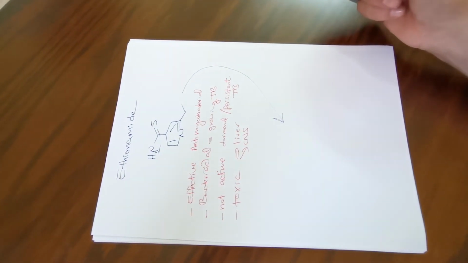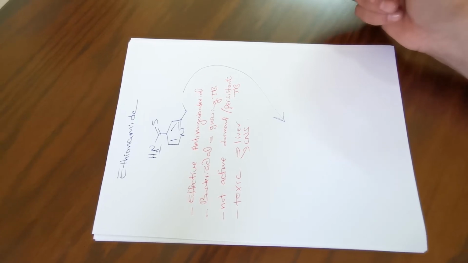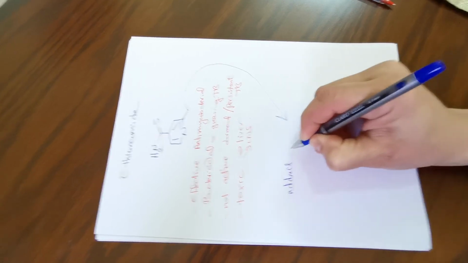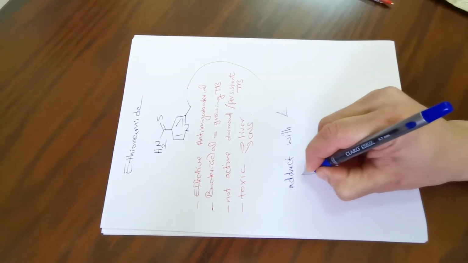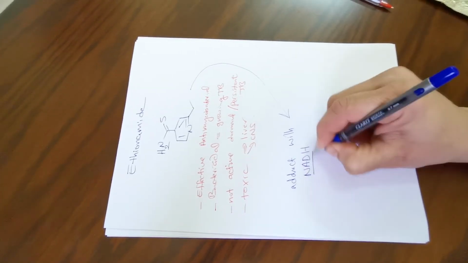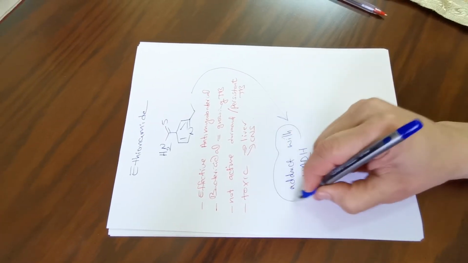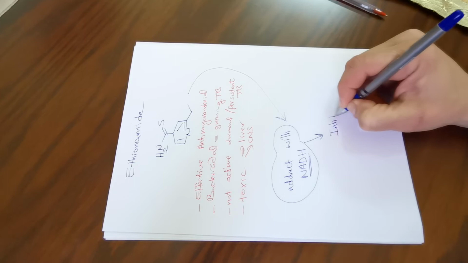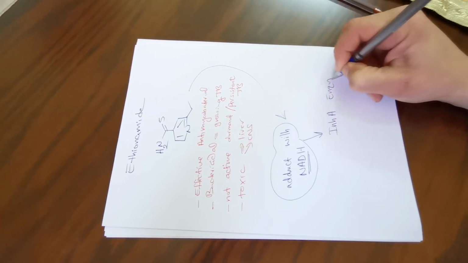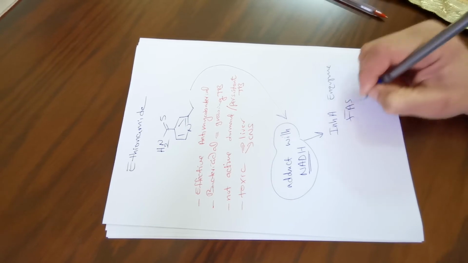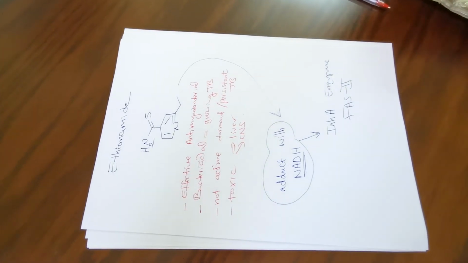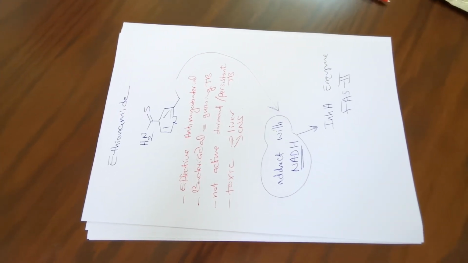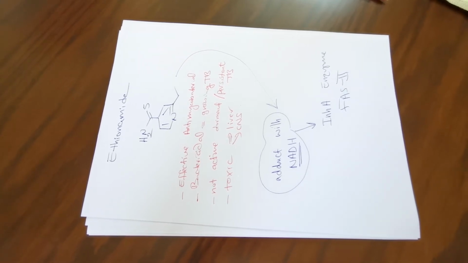It will give what is called a radical formation that will form an adduct with NADH. Without forming an adduct with NADH, it will not be able to inhibit the INHA enzyme that is found in the Fas2 system. So it is very important for ethionamide to be activated inside our body and inside the mycobacterium.